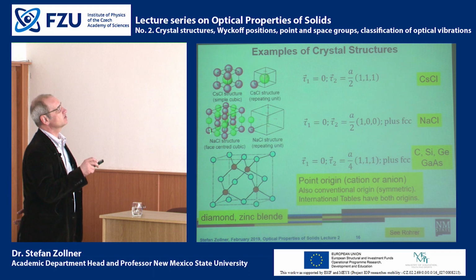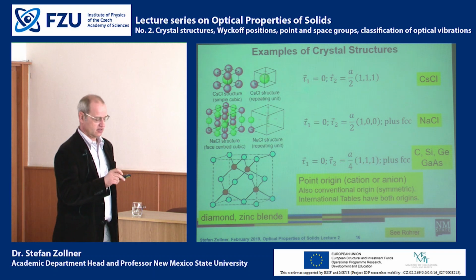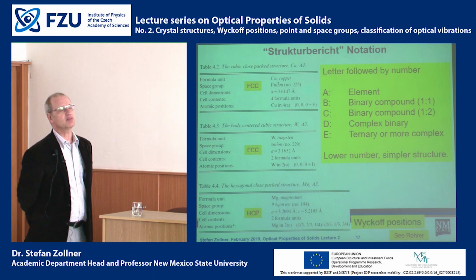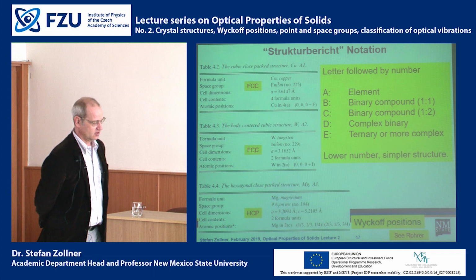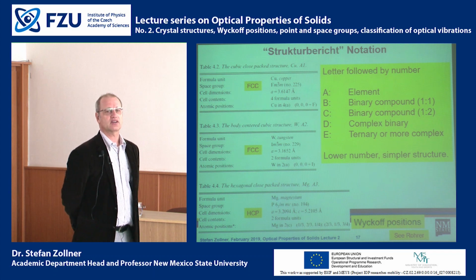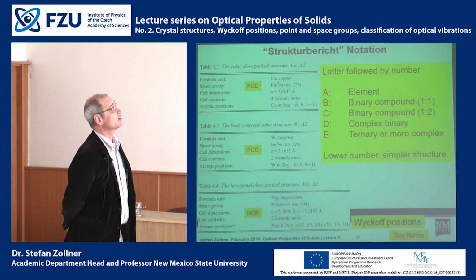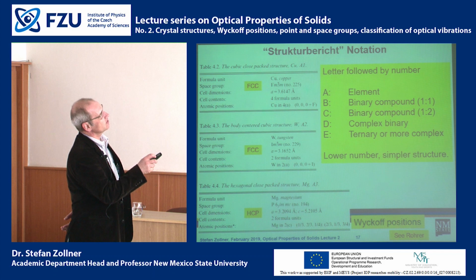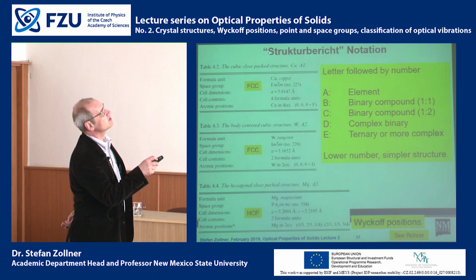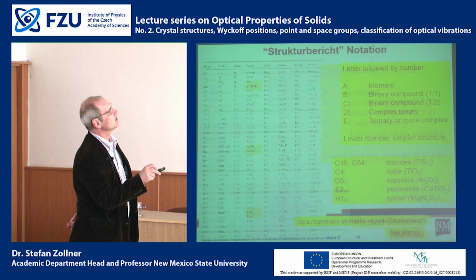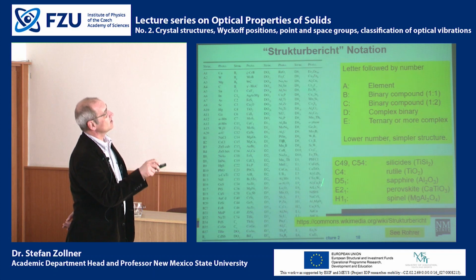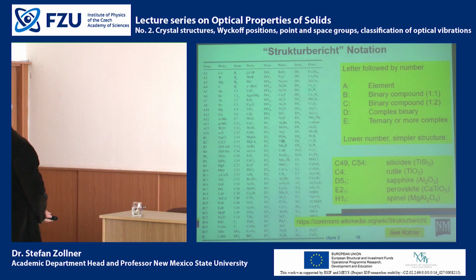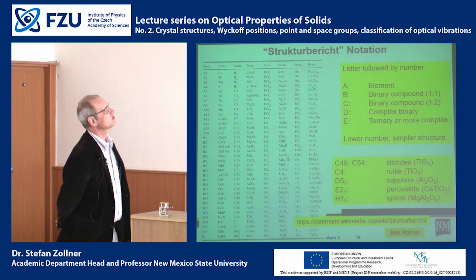So these are only 3 of the cubic structures, but there are literally dozens, maybe hundreds of crystal structures. And there are a number of standard structures. And there is something which is called Strukturbericht, structure report. And these are some of the more common crystal structures that are listed in the structure report.